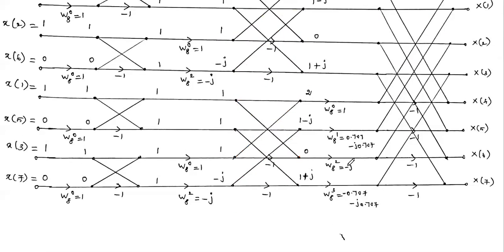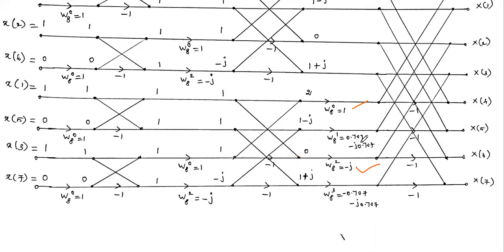In the third stage, the first 4 lines are empty. In the next 4 lines, we have to multiply the output of the second stage with the twiddle factors W8 power 0, W8 power 1, W8 power 2 and W8 power 3. W8 power 0 you already know is 1. W8 power 2 is minus j. W8 power 1 is 0.707 minus j 0.707, that is 1 by root 2 minus j 1 by root 2. W8 power 3 is minus 1 by root 2 minus j 1 by root 2.